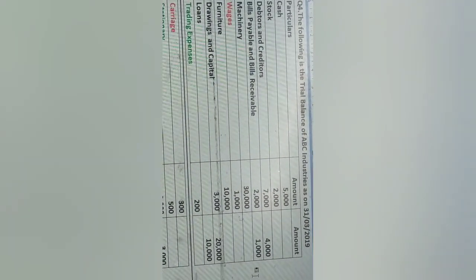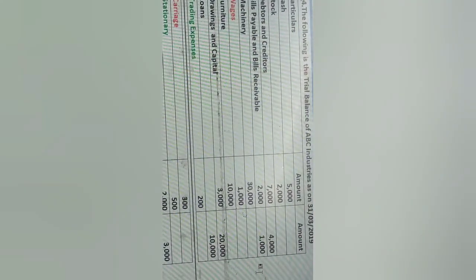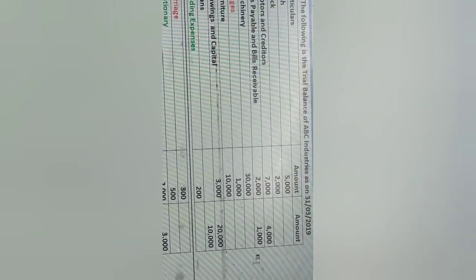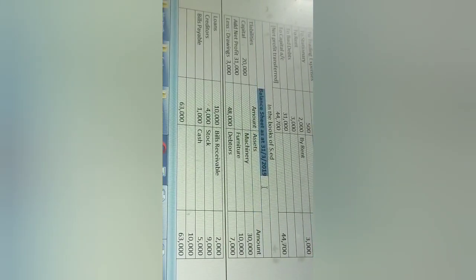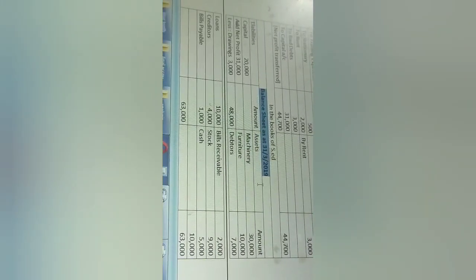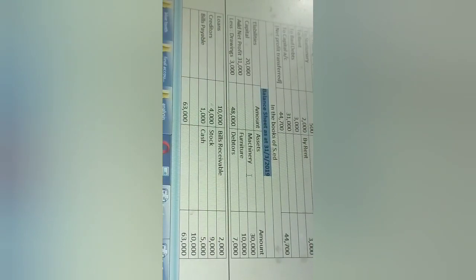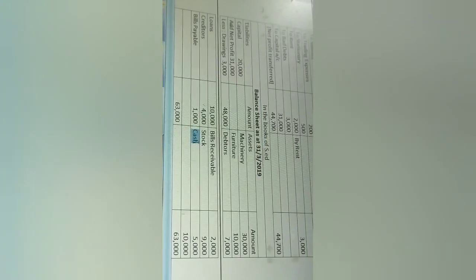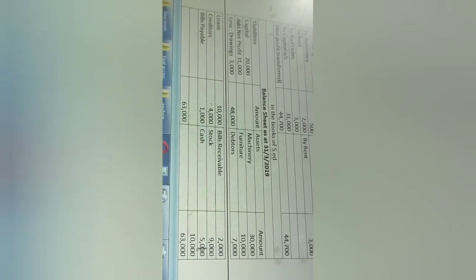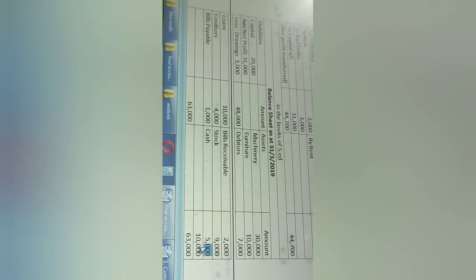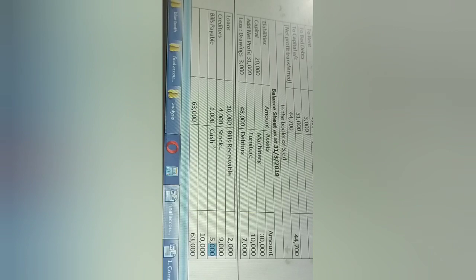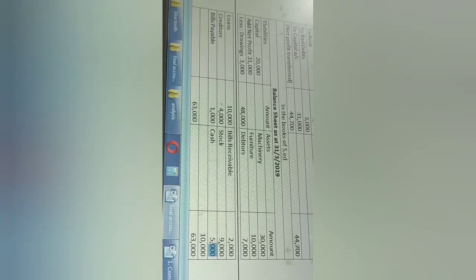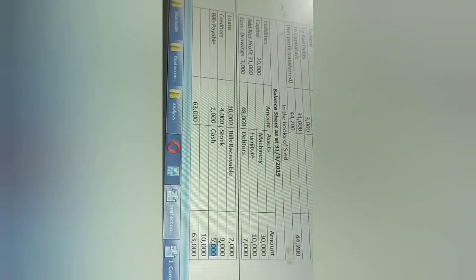Let's first do all these items in the balance sheet, then we will proceed with trading and P&L. So this is our balance sheet. The first item was cash. This cash was 5,000. Then the next item was stock. This stock was closing stock, my dear students, which was given below the sum. 9,000 we have to take.